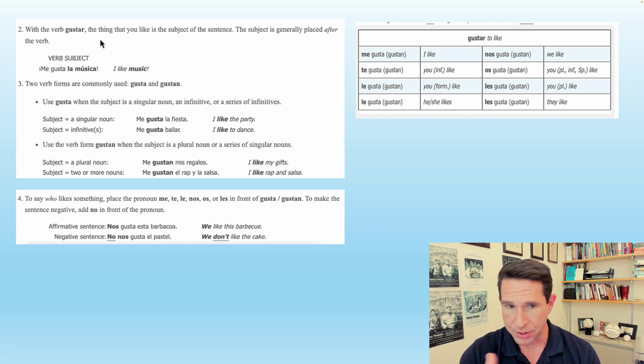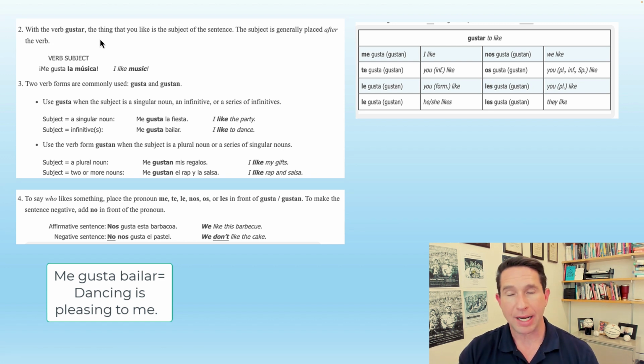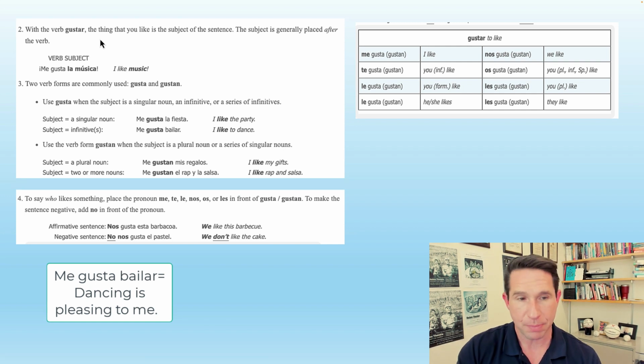People have written whole dissertations about this concept. So what's the subject of the sentence, I like to dance? So it's wrapped in with the verb. Dancing is pleasing to me, right? So me gusta bailar. Me gusta bailar y hablar con amigos, right? Dancing and speaking with my friends is pleasing to me.